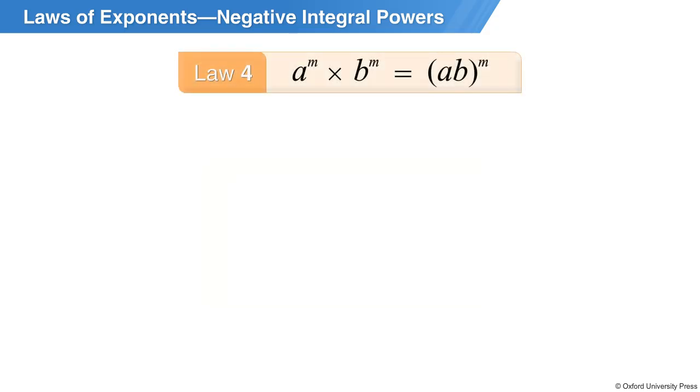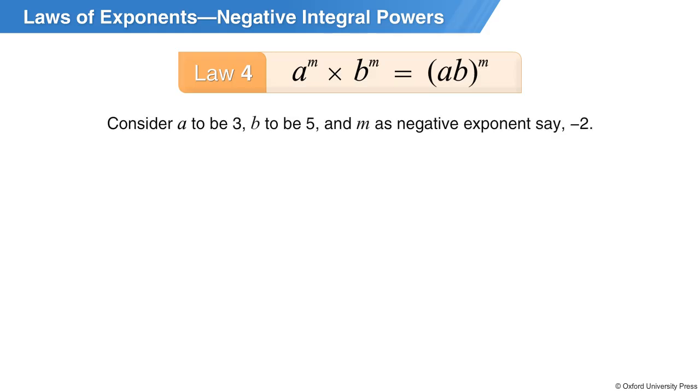Let us verify the fourth law. Consider a to be 3, b to be 5, and m as negative exponent, say minus 2. Substituting these values in the left-hand side.